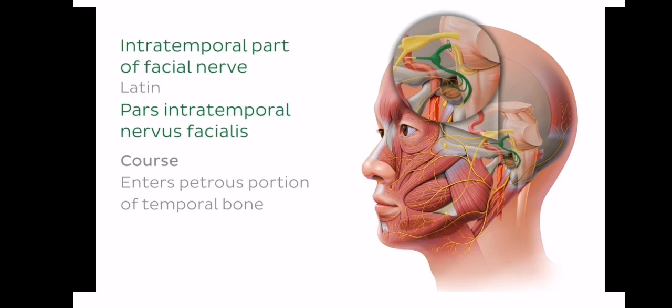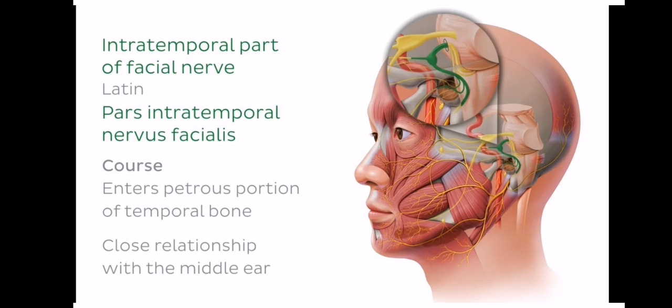Coming to the intratemporal part, the facial nerve enters the intratemporal portion through the petrous portion of the temporal bone. Here it lies in close relationship with the middle ear, as shown in the diagram.